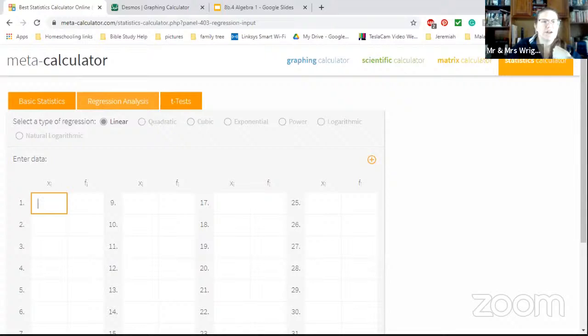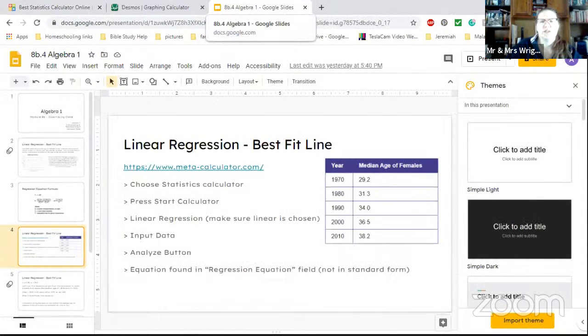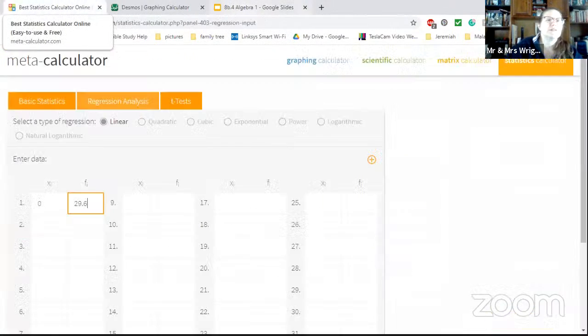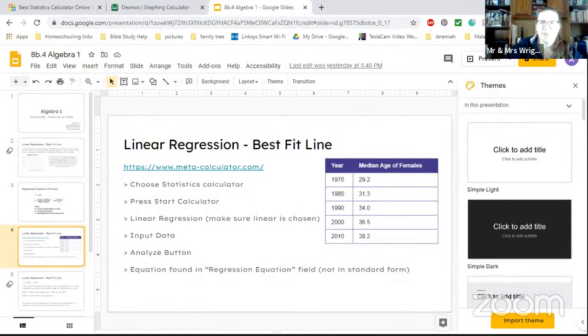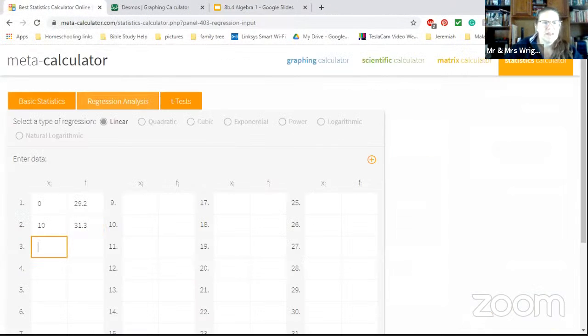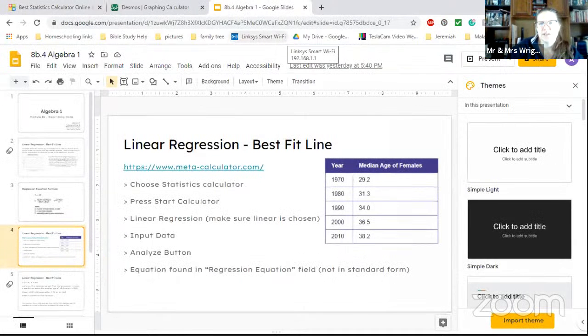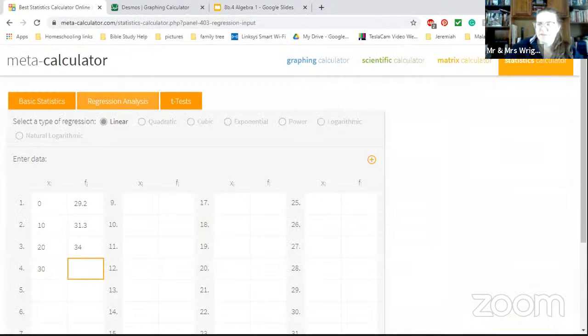Now we need to put in our data. Remember, our first year was 0, and I think it was 29.6. Let me see. 29.2. Okay. And 0.2, and then it was 10 years and it was 31.3 maybe. I'm going off memory. 31.3, yay. And then 20, and I know that one's 34 and 30. Let's see what this one is. 36.5.